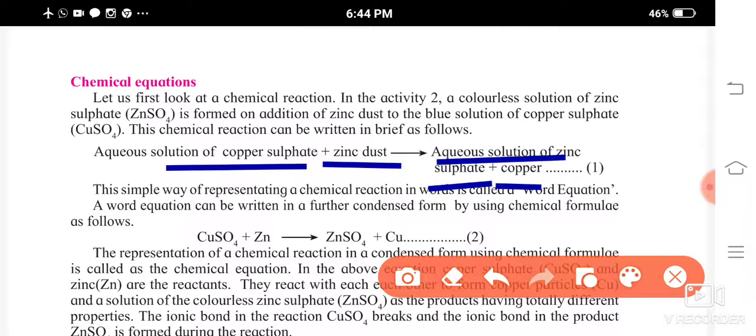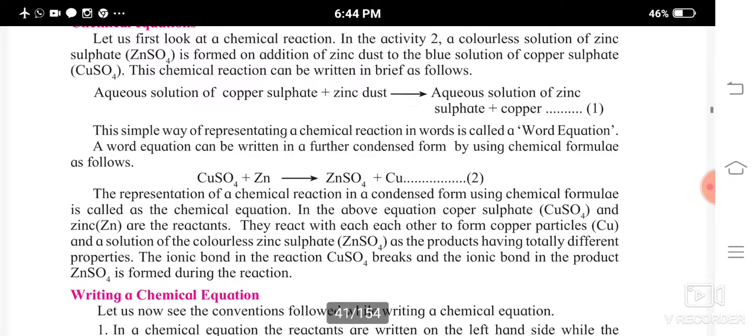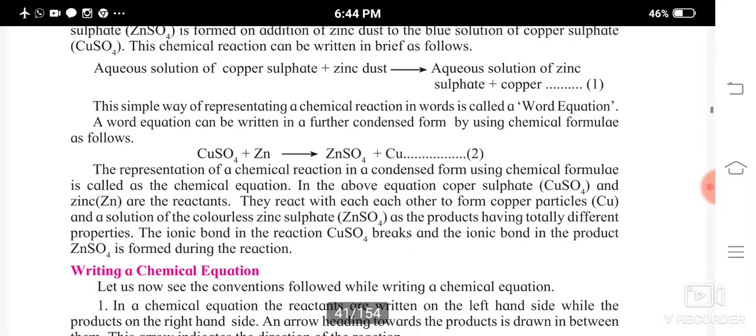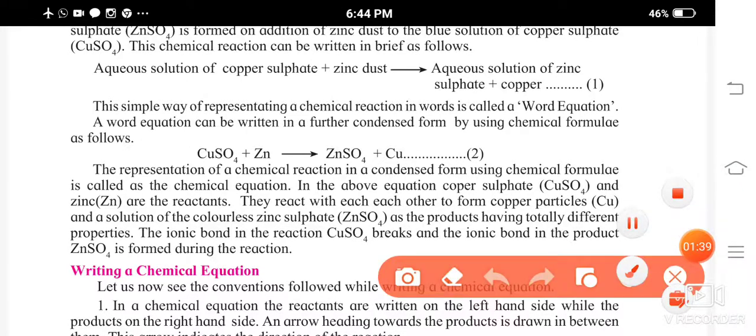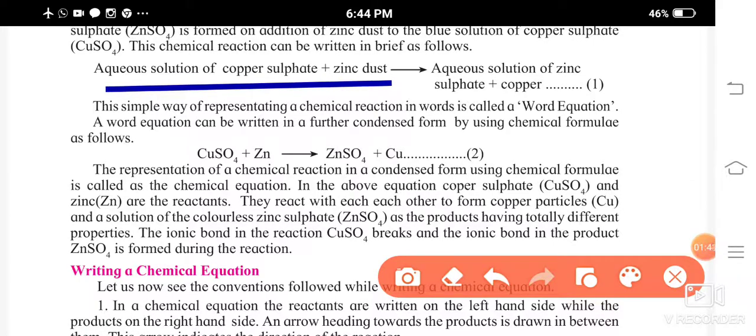So this simple way of representing a chemical reaction in words is called a word equation. You have written the chemical reaction in the form of words, isn't it? So these are the words you have written. Representing the chemical reaction in this way, we call it a word equation.